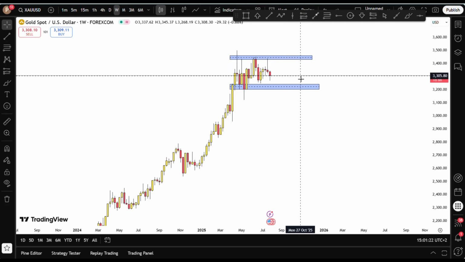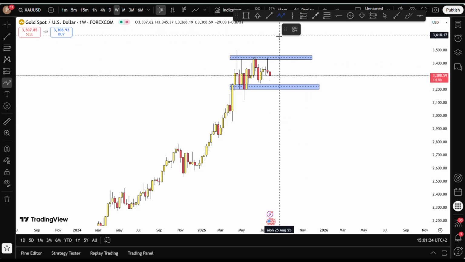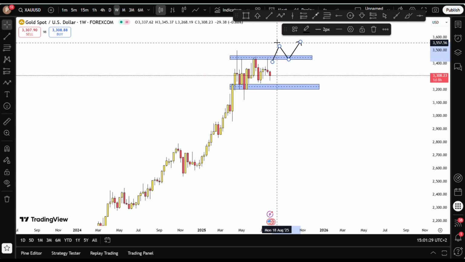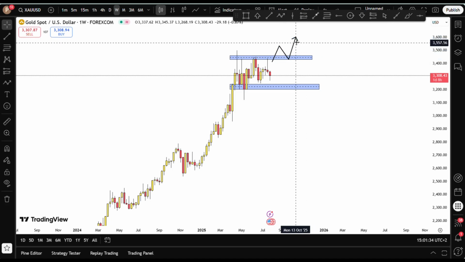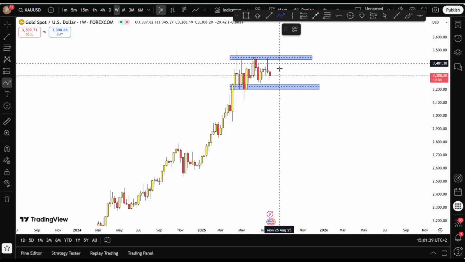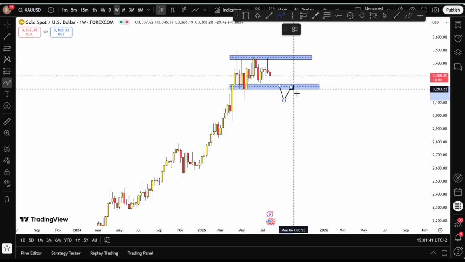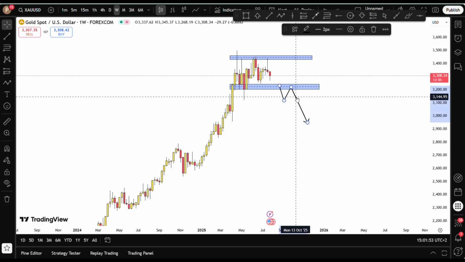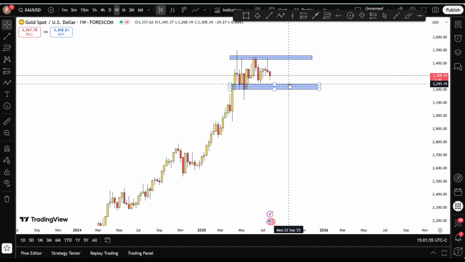If this zone at the top gets broken to the upside, we start to look for buys, start to look for these impulses and corrections, the buy structure. And if it's broken to the downside, we just do the opposite. Simple, right? The key thing here is patience, being patient and waiting for the market to give you what you want on your terms. You can't tell the market what to do.